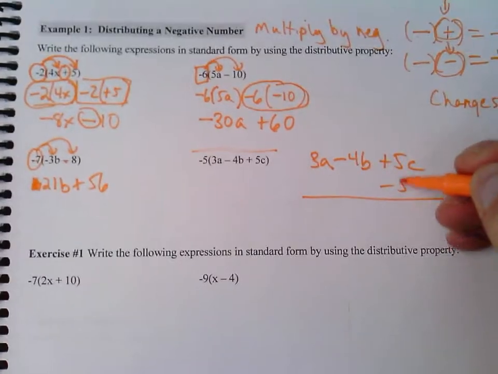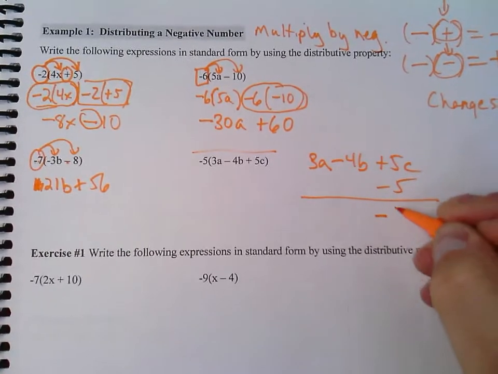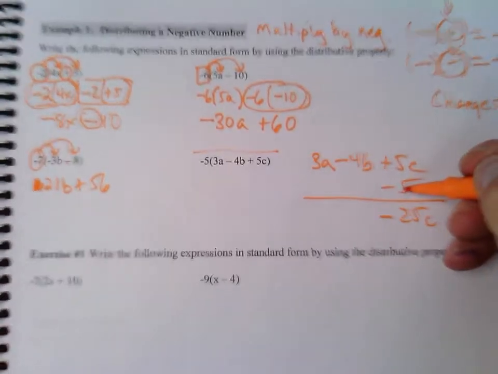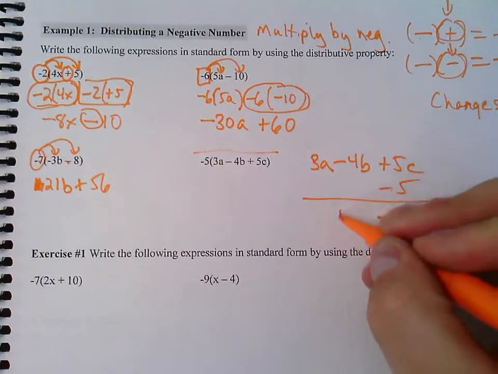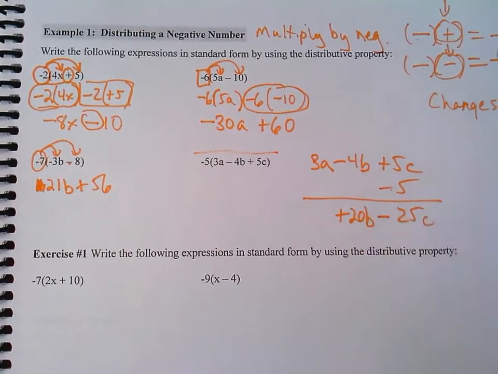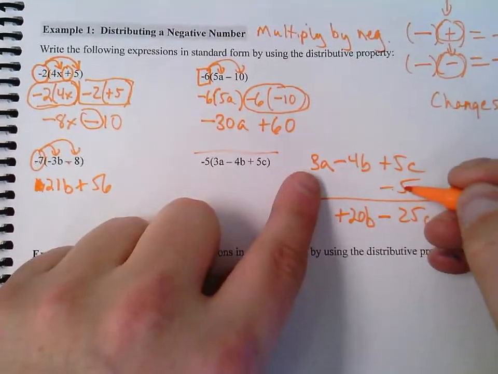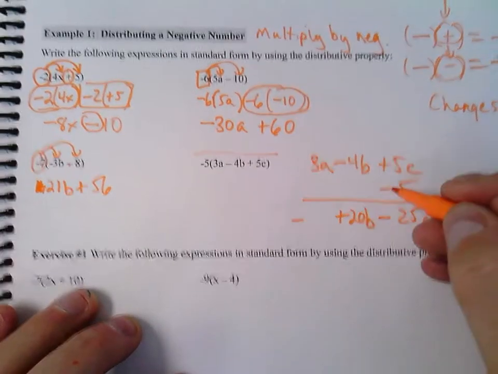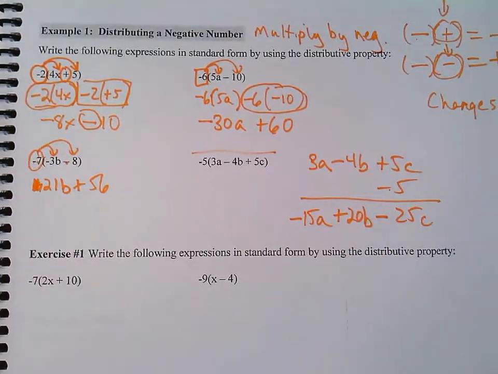So I'm going to go negative 5 times positive. Negative times a positive is a negative 25. Variable just goes along for the ride. So I'm going to do negative 5 times negative 4. Negative times a negative is a positive. 5 times 4 is 20. B just goes along for the ride. Then I'm going to do negative 5 times 3. So negative, and that's a positive, equals a negative. 5 times 3 is 15, and the A just comes along for the ride.